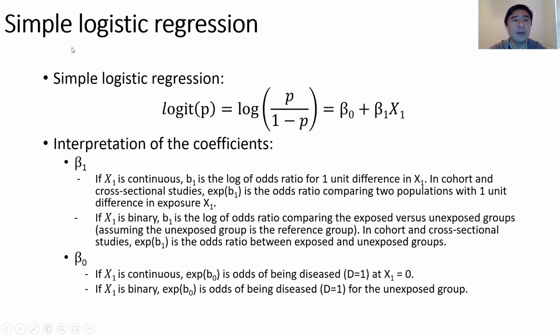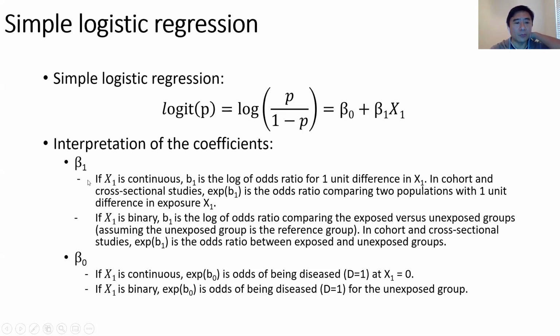All right, and then I'll specifically talk about simple logistic regression, that is, the logistic regression model with only one predictor variable. And here I will give the specific interpretation of these parameters, beta 0 and beta 1. Again, for quick review, the model is given by the logit of P, or log of the odds of P. We model that with the intercept term beta 0 plus the effect of your exposure, which is given by beta 1 times x1.